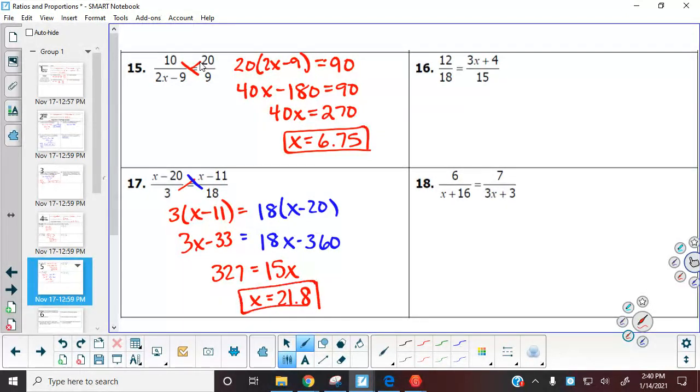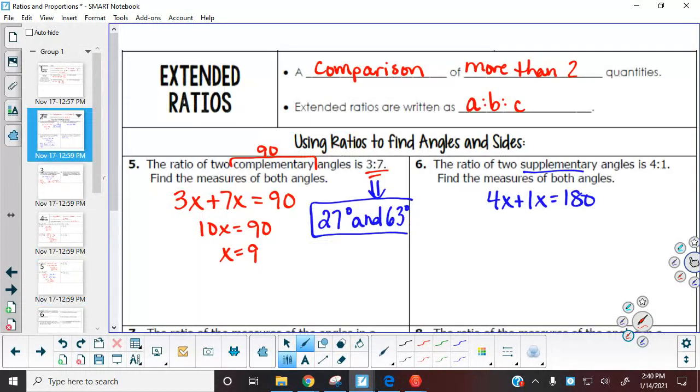So guys, the big thing moving forward is making sure that we know how to solve these proportions, we know how to cross multiply. And then the other little thing for today to make sure that we're aware of is how to use those extended ratios to find both angles and sides. Okay? As always, guys, ask questions if you need it.